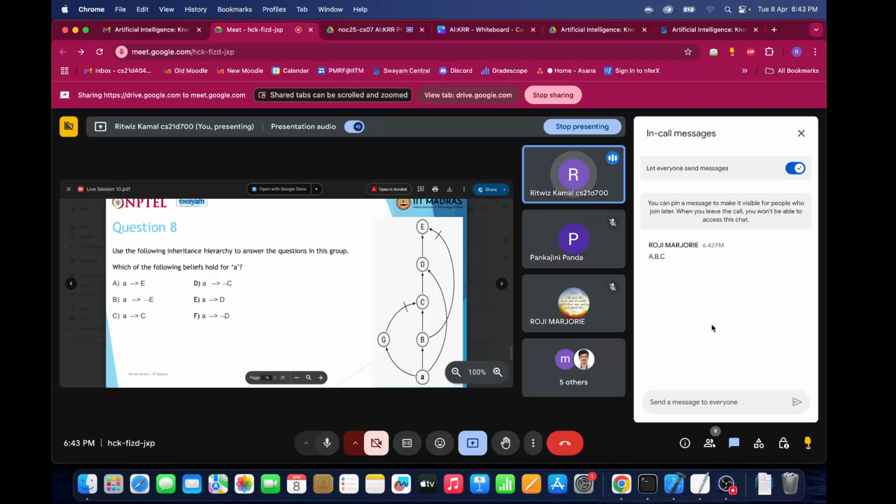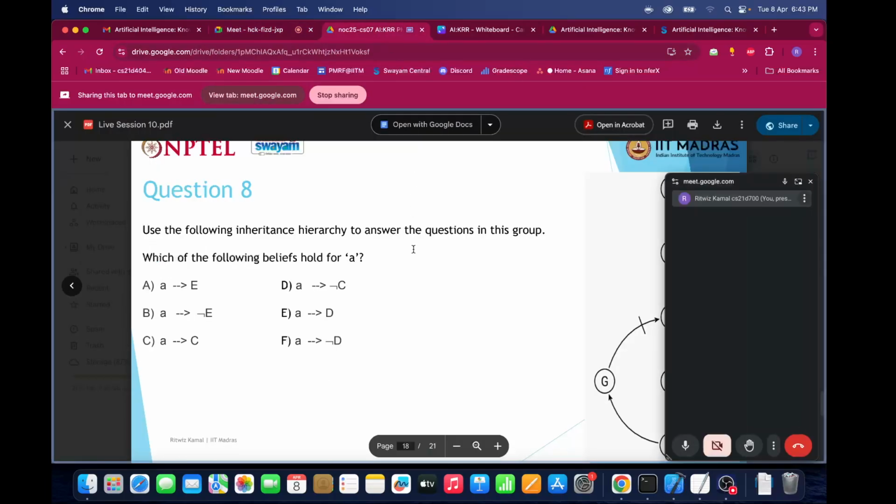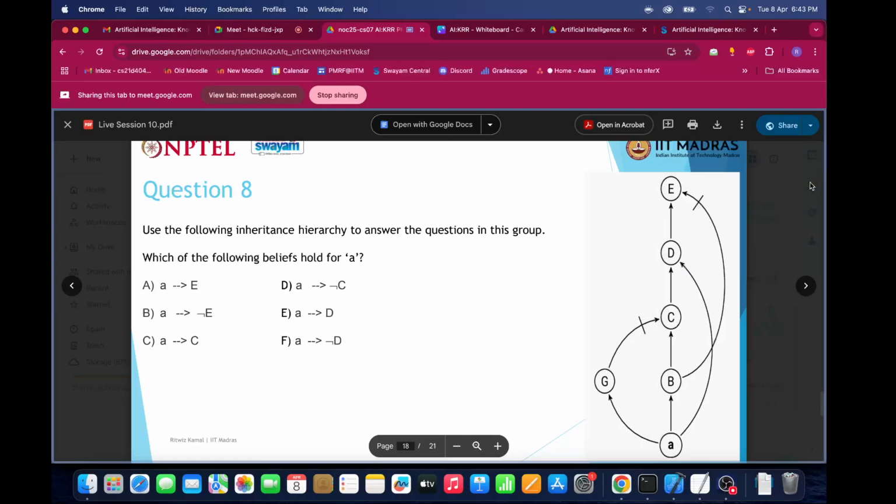So we have one vote for options A, B, and C, which says that A is a E, which is true, following the direction A, B, C, D, E, right? And only option F is incorrect, I think. That's right, that's actually correct. So let's have a look at all the options one by one to clarify. The first option says A is E, which is true in this path, A to B to C to D to E. So A is a E.